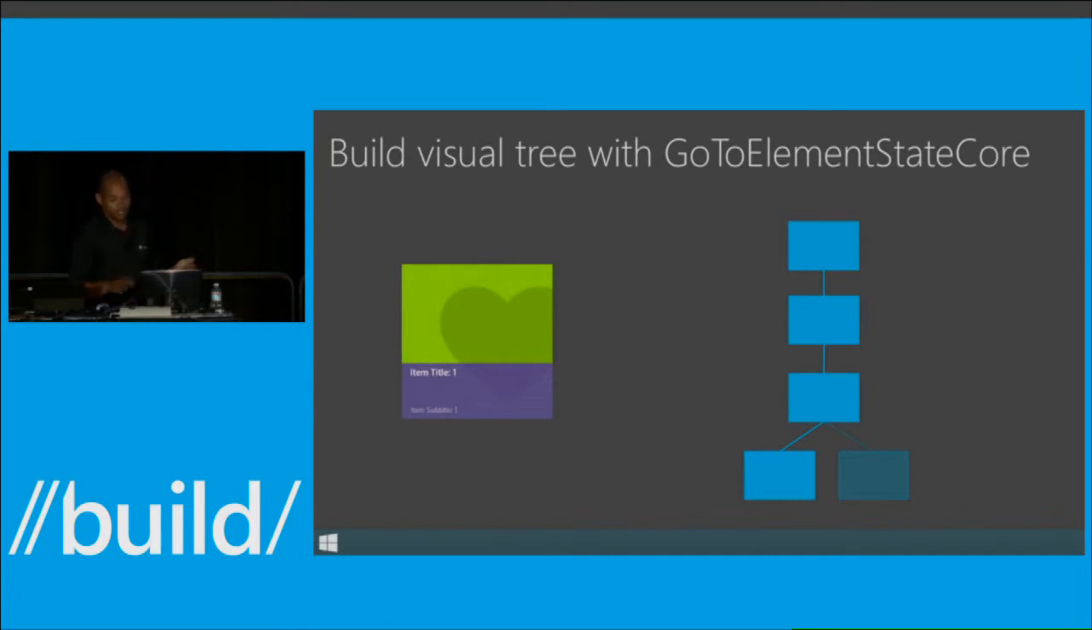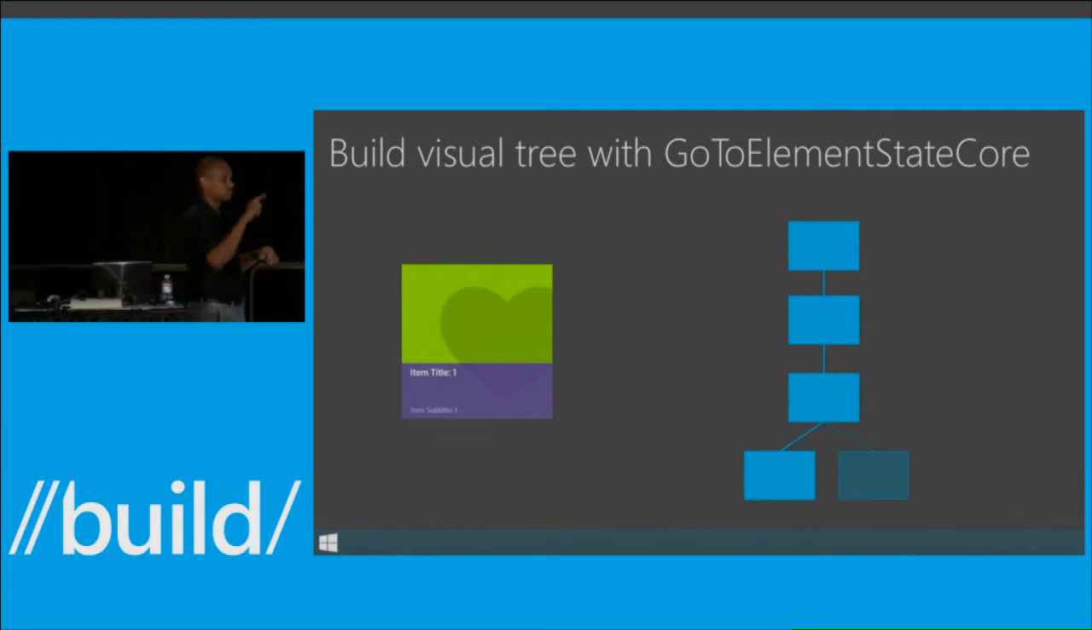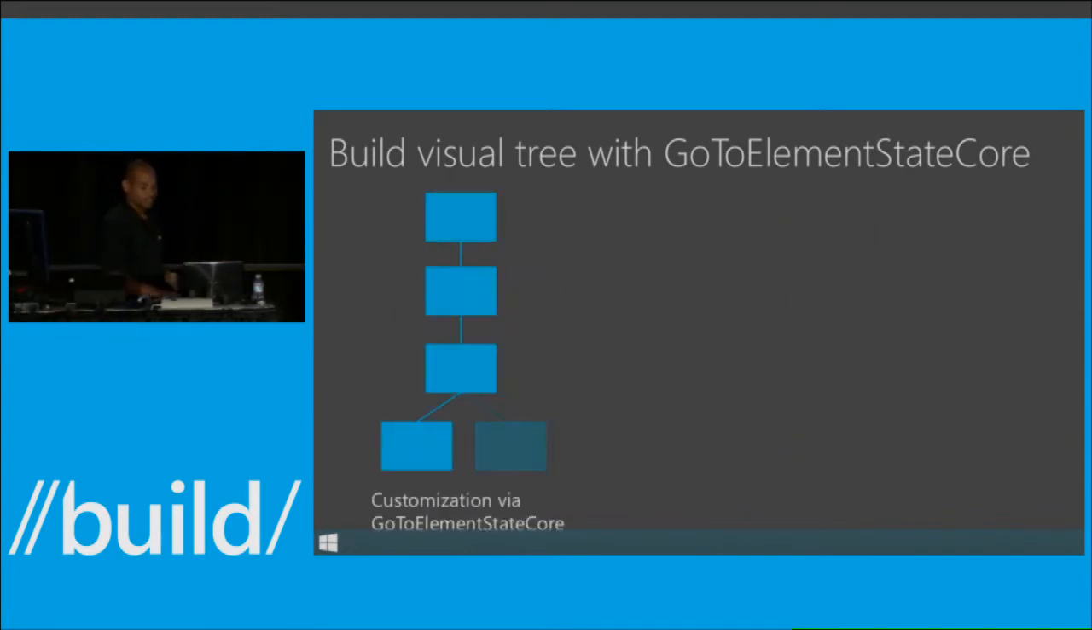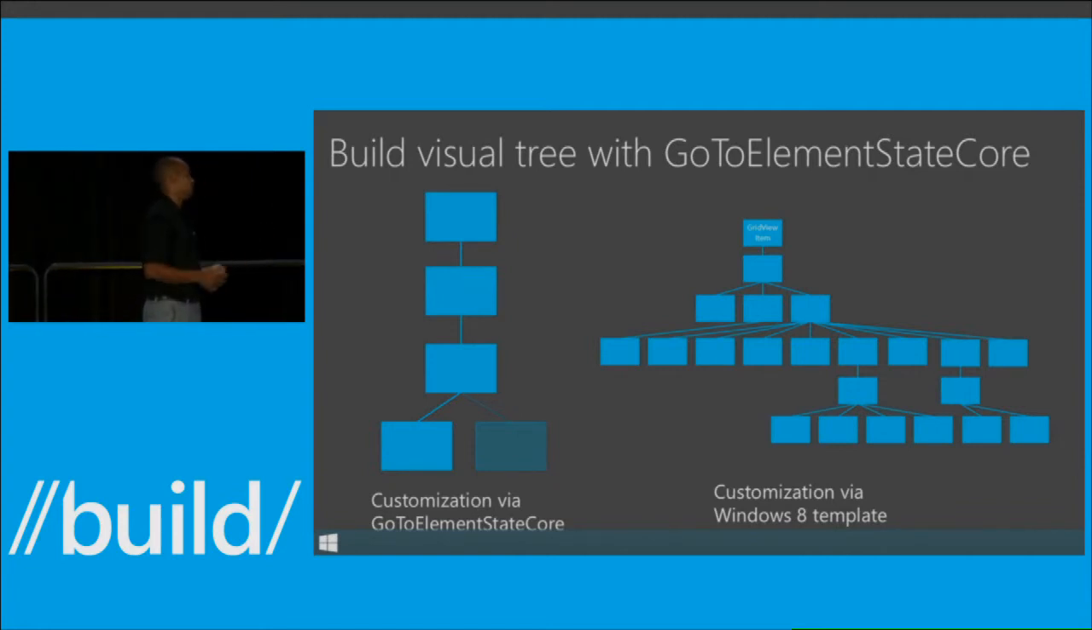And we let you do this through the goToElementStateCore function, and that lets you build up your item container template as you deem based on the states that you go to and come from. In my notes, I have a more complex slide that shows logic about how you decide what you hide and what you show, but I'll leave that to you guys to look over at your own time. So basically, we let you go from this very large and complex visual tree that gets created at startup for every item to a much simpler tree that only gets created on demand when you need those elements.